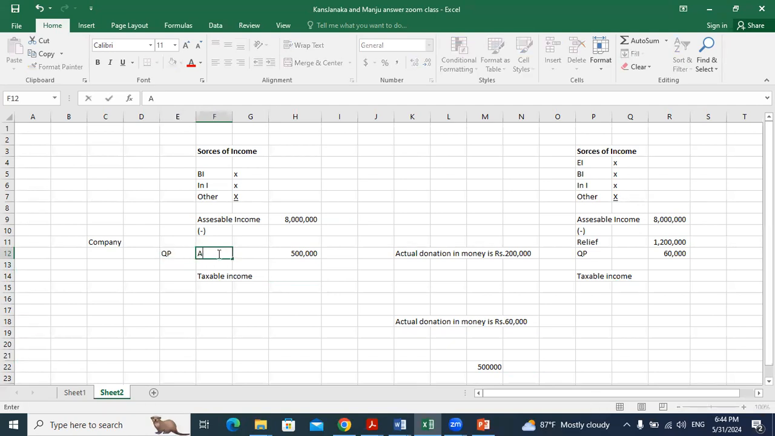Let's say this is approved charity. Approved charity. The upper limit could be 500. The other qualifying payment that we were discussing, let's say donations to government.